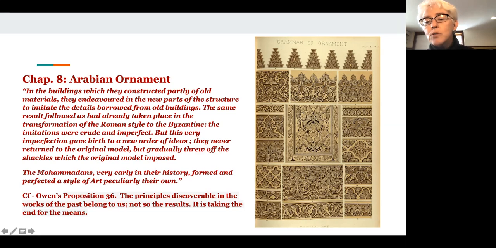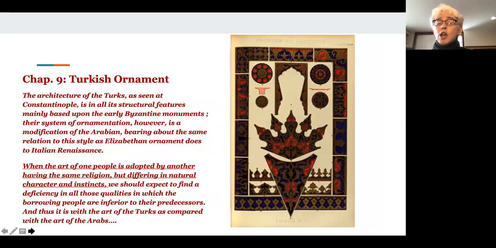And here we see some of those very close studies that developed out of his Alhambra studies. Then chapter 9 breaks out Turkish ornament. And again, listen to what Owen Jones says. He pulls no punches. The architecture of the Turks, as seen at Constantinople, is in all its structural features mainly based upon the early Byzantine monuments.